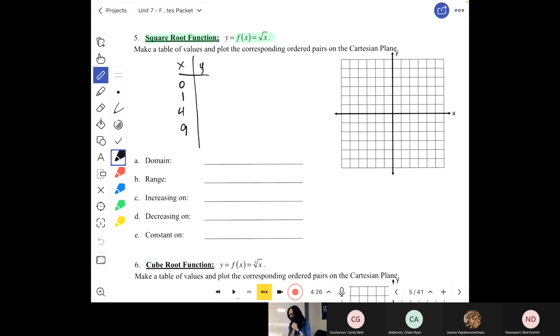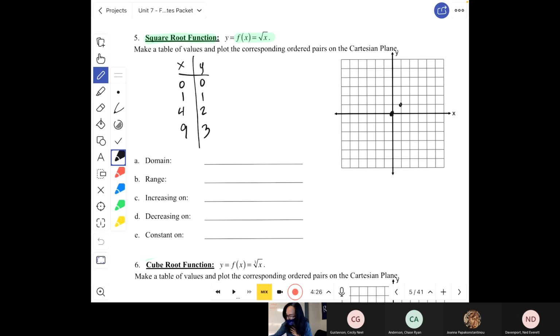And I'm going to choose perfect squares, which will make it easy for me to take the square root of to get my ordered pairs to plot. So if I substitute in 0 for x, I get 0. 1 for x, I get 1. If I substitute in 4 for x, what do I get? 2. And 9. And let's plot them.